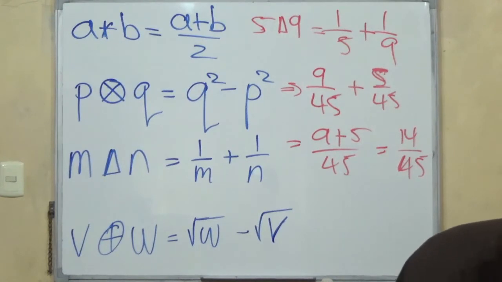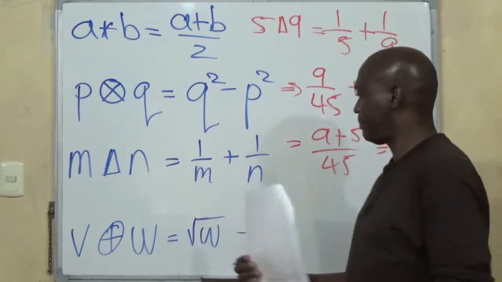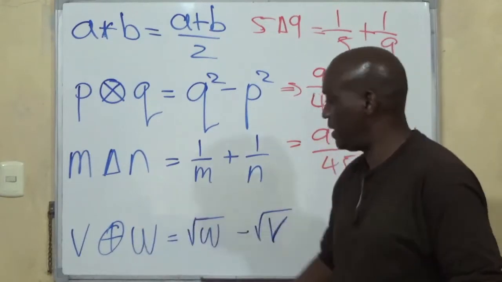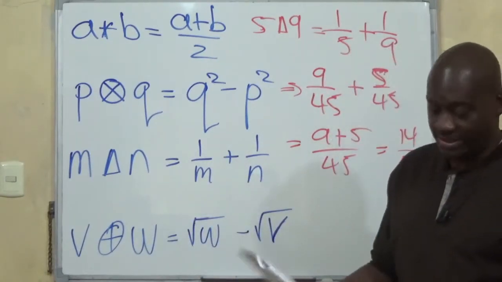All right, and then we have 36, circle with the cross, 64.